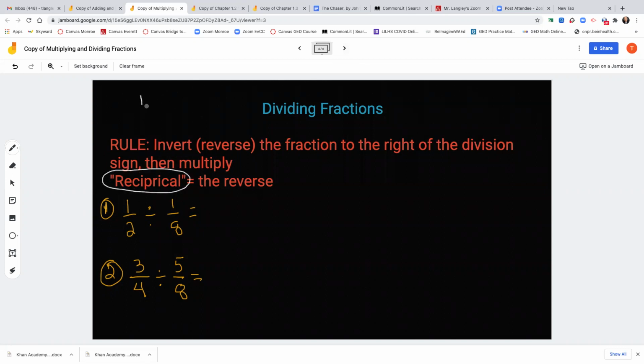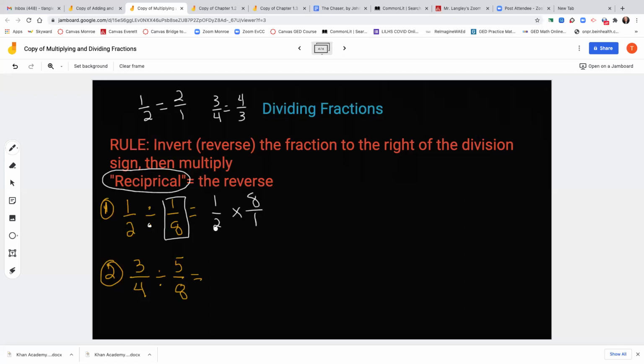Instead of having 1 over 2, if I did the reciprocal, you would say 2 over 1. That's the reciprocal. The reciprocal of 3/4 equals 4 over 3. So when you do division of fractions, you take the second fraction and flip it upside down. I would write it like this: 1/2 divided by 1/8 equals 1/2 times the reciprocal of the second number, which is 8 over 1.